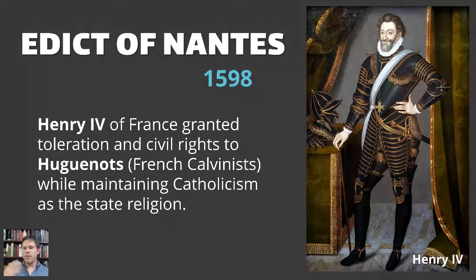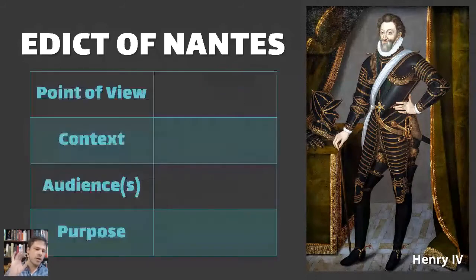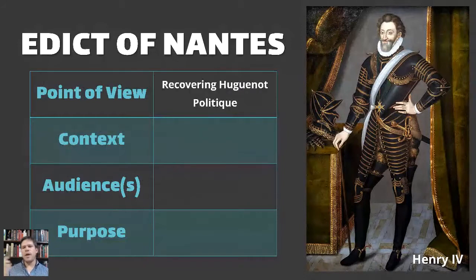Now, one thing I want to do here with these edicts is really go into the POV, the context, the audience, and purpose. So Henry was what I call a recovering Huguenot. Now, he was a Huguenot nobleman, but then when he became king of France, he converted to Catholicism because France is a Catholic country, overwhelmingly Catholic, and needed to be ruled by a Catholic. So I call him a recovering Huguenot, but also a politique, or as some of my students have said in the past, politique, which it is a written test.